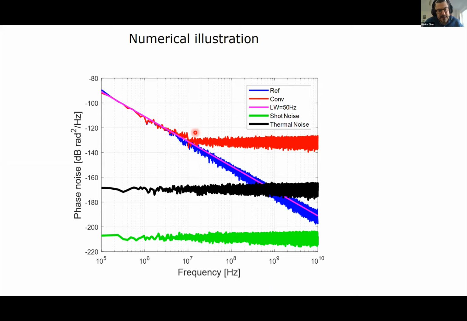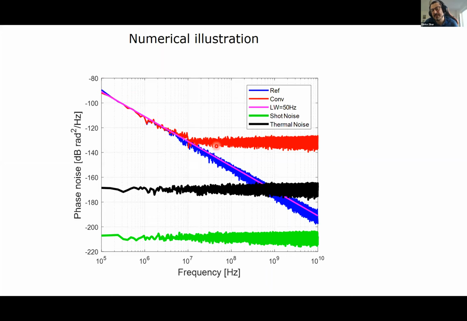What I can see here is that up to 10 megahertz I have very good agreement with my reference, but afterwards this curve flattens out and becomes limited by the thermal noise and shot noise levels, mostly thermal noise in this case. This is typically what you will encounter in a measurement scenario. So there is a lot of information missing here, because you don't get the full picture of your phase profile.